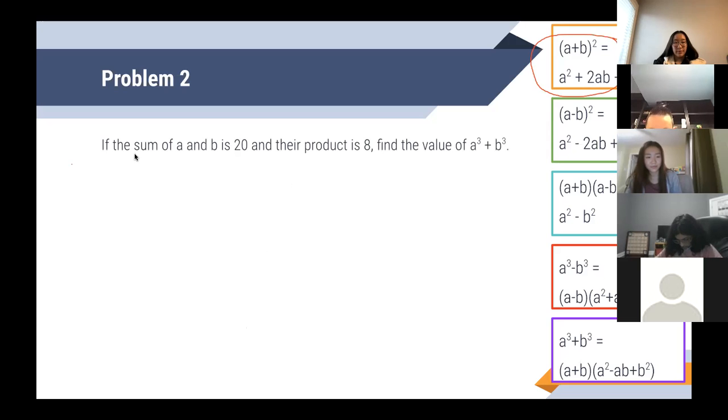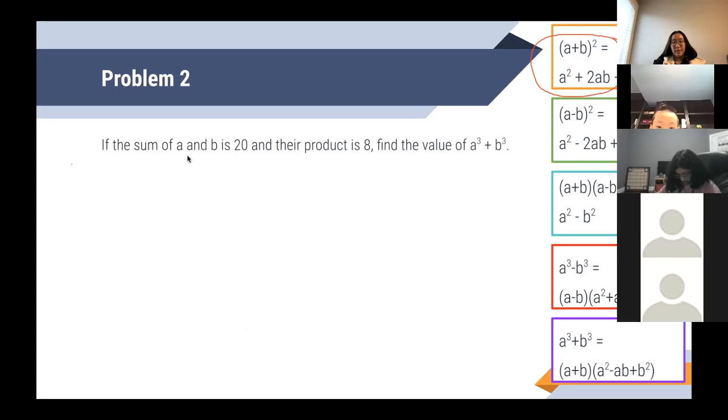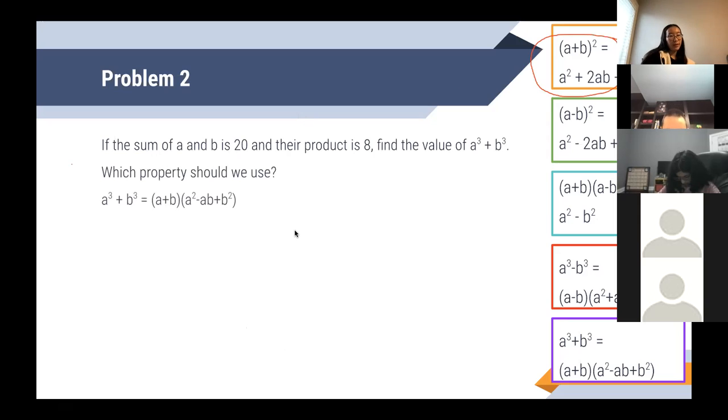Okay, so if the sum of A and B is 20 and their product is 8, find the value of A cubed plus B cubed. So let's see, which property do we think we should use? Well, first, let's the bottom. All right. Yeah, that was fast. And you are correct. So we are going to use the property on the bottom. You can see it there.